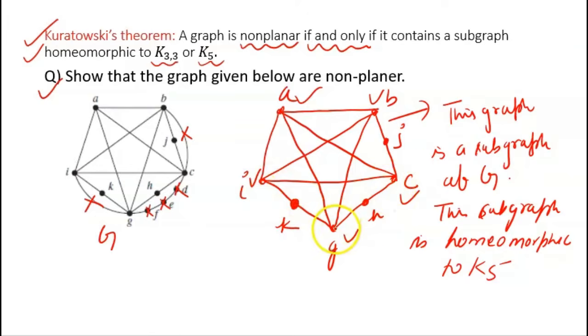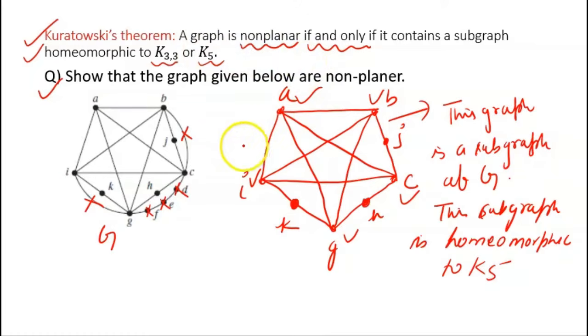There is an edge in between G and C in K5, so you remove that edge, place one extra vertex and join them. And the same for this edge between B and C: you can remove that, place J and join them. So from K5 you can obtain this graph, and that is why using Kuratowski's theorem we can say that it is a non-planar graph. Yes or no?